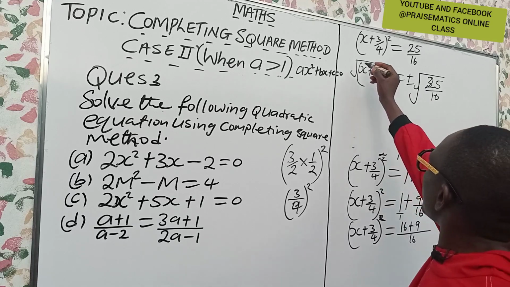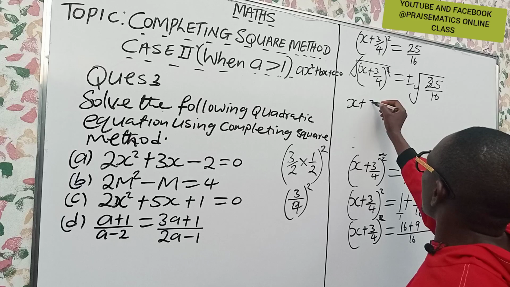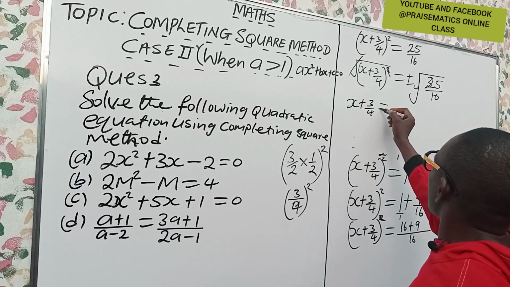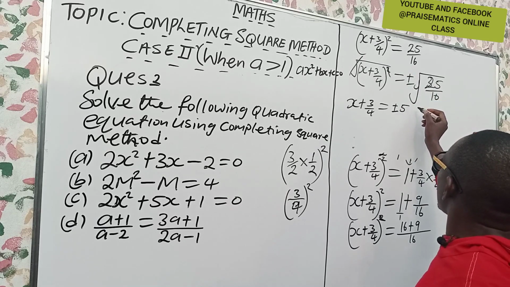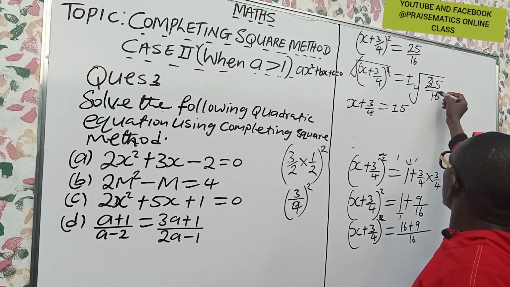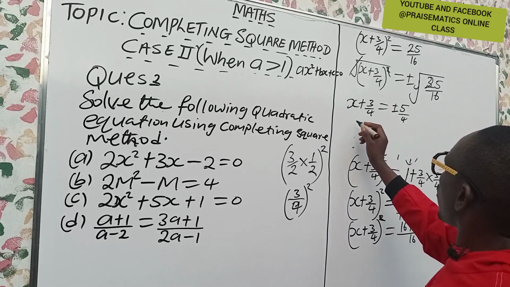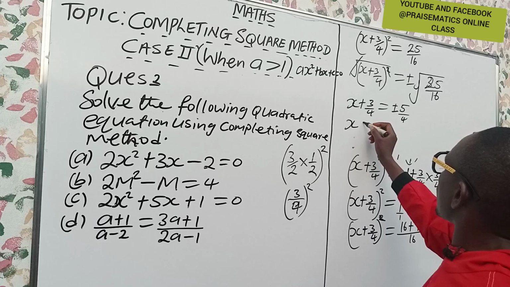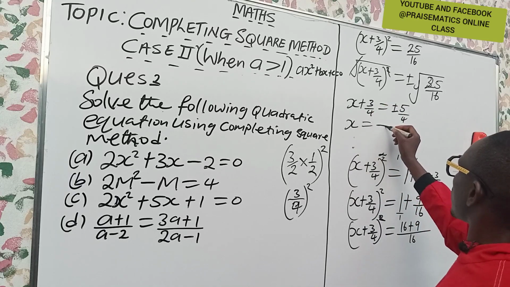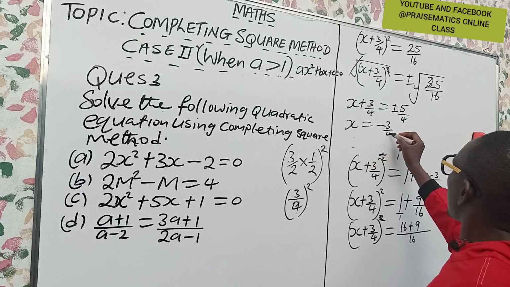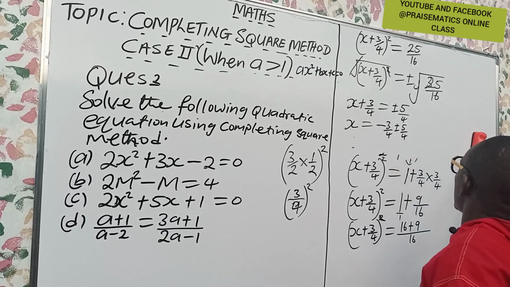Now we have that this square root will cancel this square. We have that x plus 3/4 is equal to plus or minus the square root of 25, which is what? 5. Square root of 16 is what? 4. Now what do we do here? Make x the subject of the formula, which is equal to this plus 3/4. We cross the sign, only to give us what? Minus 3/4 plus or minus 5/4.